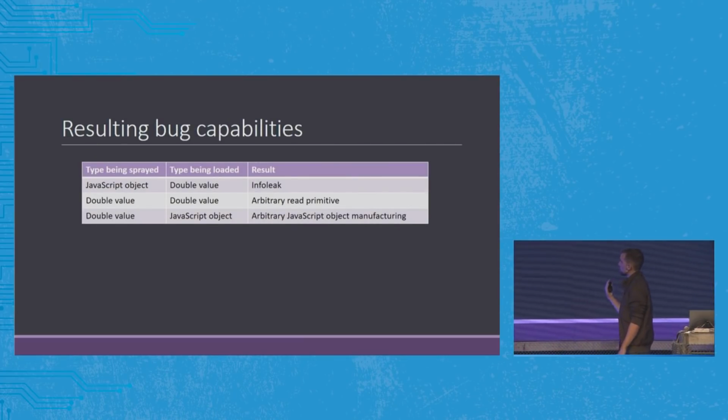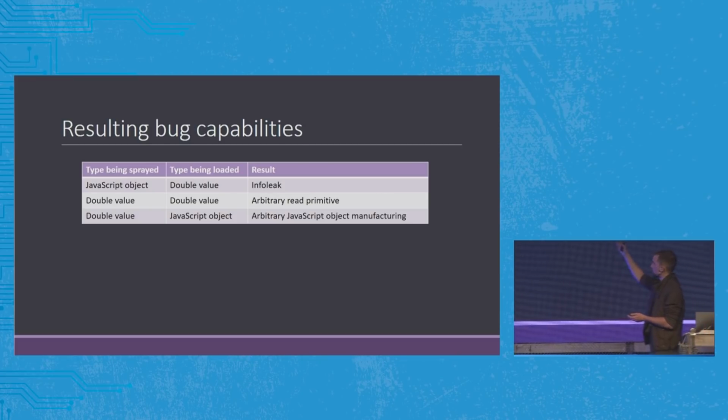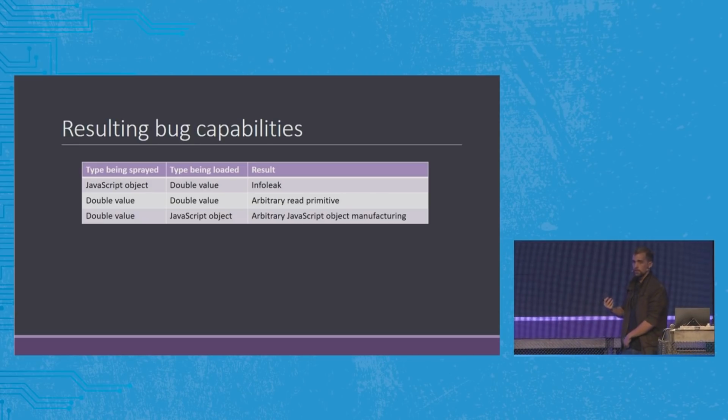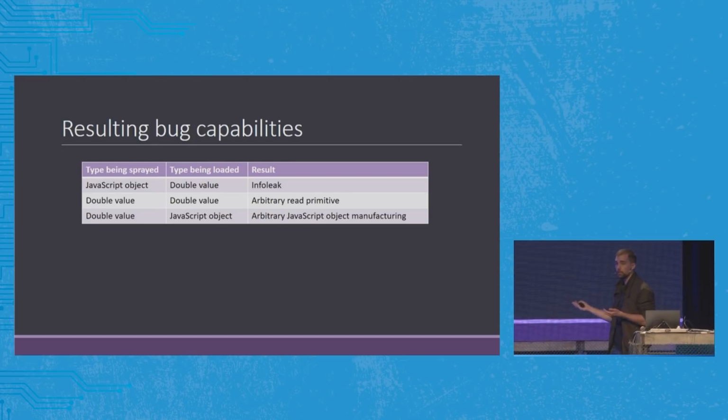And so the result of this is we actually have 3 primitives from this one bug. The first primitive is if we spray a JavaScript object pointer, we know it's going to be a valid pointer, and we can just read the result as a double value, then we're going to have an info leak because we suddenly have the ability to read any arbitrary member variable from that object. So from there, you can leak a valid pointer. For example, if you were to spray a JavaScript object that's an array buffer, you could leak the location of the actual buffer. So that gives you an ASLR bypass, which is super, super nice.